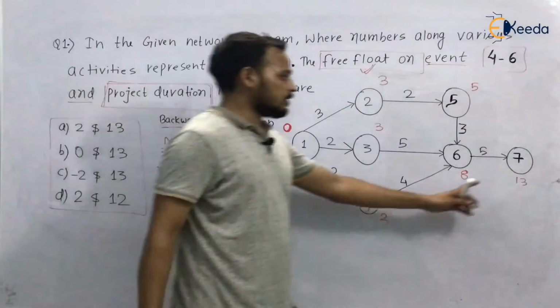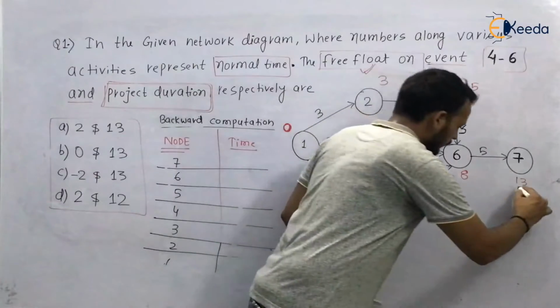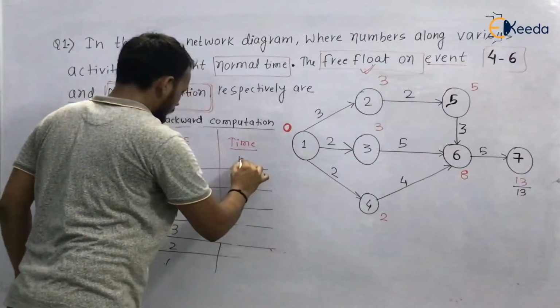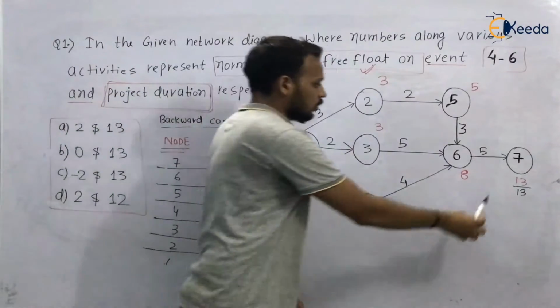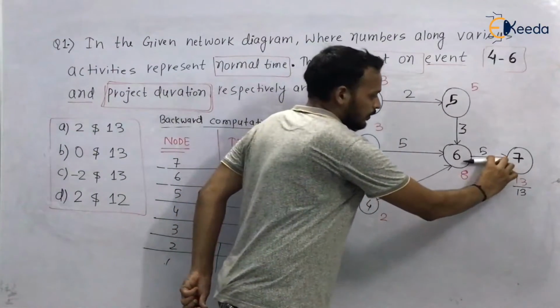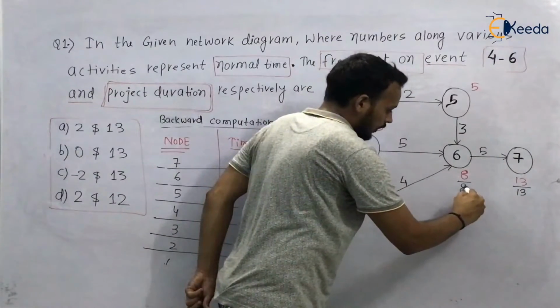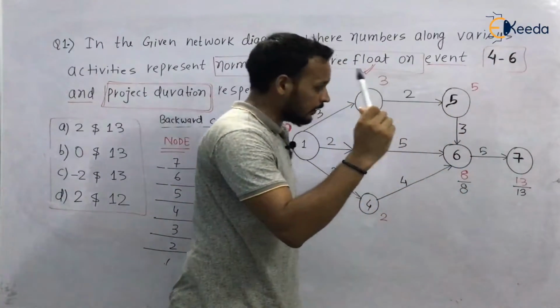Okay, so we will start from node number 7. The time will be 13. From 7 to 6, we can directly reach with the help of this activity. So 13 minus 5, it will be 8. Backward computation I am writing with black marker.